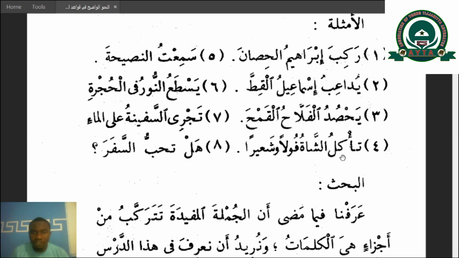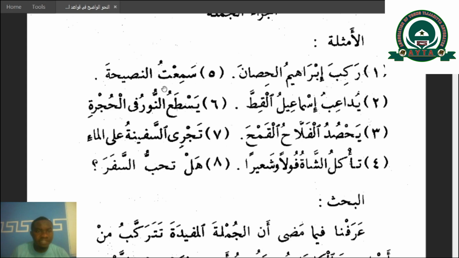Example number 4. Ta'kulu ash-shatu fulan wa sha'iran. Ash-shat, you can say sheep or ewe, that is female sheep. Ta'kulu ash-shatu fulan wa sha'iran. The sheep eats, or is eating, fulan, beans, wa sha'iran, and barley, B-A-R-L-E-Y, sha'ir. That is of the food they eat.